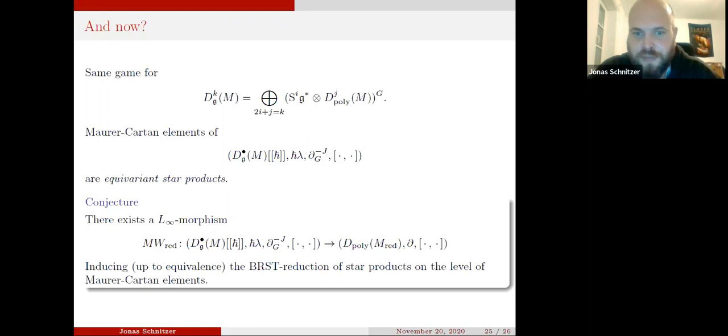And this morphism induces the BRST reduction of star products on the level of Maurer-Cartan elements. Star products on the reduced manifolds are just Maurer-Cartan elements in this right-hand side complex. And as we've seen, equivariant star products, which I claimed but we didn't see, are Maurer-Cartan elements on the left-hand side. If you're a bit familiar with Kontsevich, Kontsevich showed that Maurer-Cartan elements of the polyvector fields are the same as star products, the same as Maurer-Cartan elements of this Dipoly. So now we have L-infinity morphisms going in every direction you can imagine, and we try to compare them. This is now what we want to do with all of this. So thank you for listening to me.